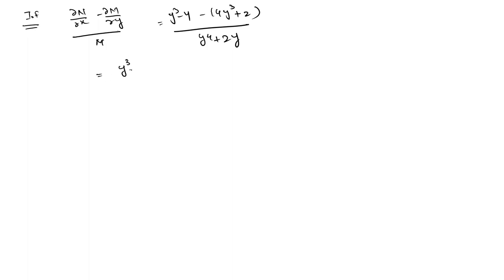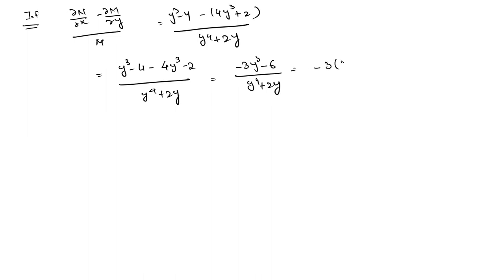So it is y cube minus 4 minus 4y cube minus 2y⁴ plus 2y. So here it should be minus 3y cube minus 6y⁴ plus 2y. Negative is common, 3 is common, y cube plus 2. y is common, y cube plus 2. So minus 3 by y. Now you can see that this is a function of y only.